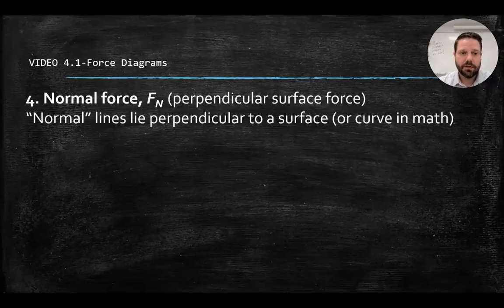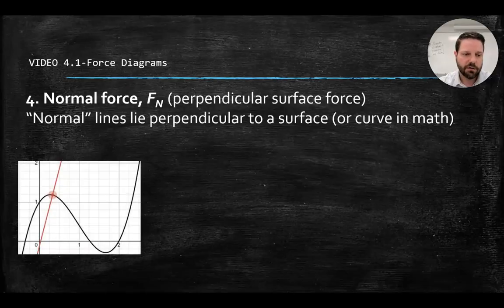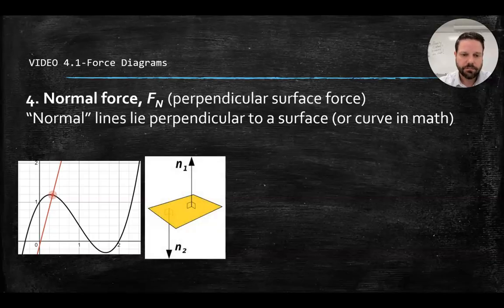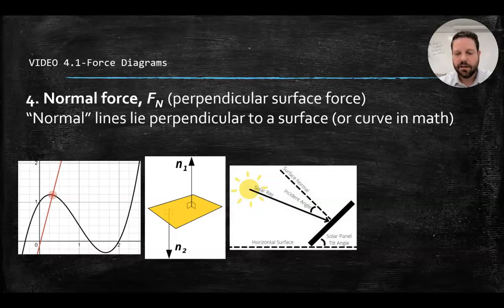Normal in this case is a math term that means it's a line or axis that is perpendicular to a surface or a curve. So let's take a look at what we mean. On this curve, that red line would be perpendicular to the curve, so we call that line a normal line. If there's a two-dimensional plane, then a line that passes perpendicularly through it, we would call a normal line. So you see there's N1, N2 for normal line 1, normal line 2. This is used in solar panels, for example, where if we have a solar ray coming in at an angle, then we measure that angle from the normal line. So that's how we know to always measure our angles. That's an example of a normal line.